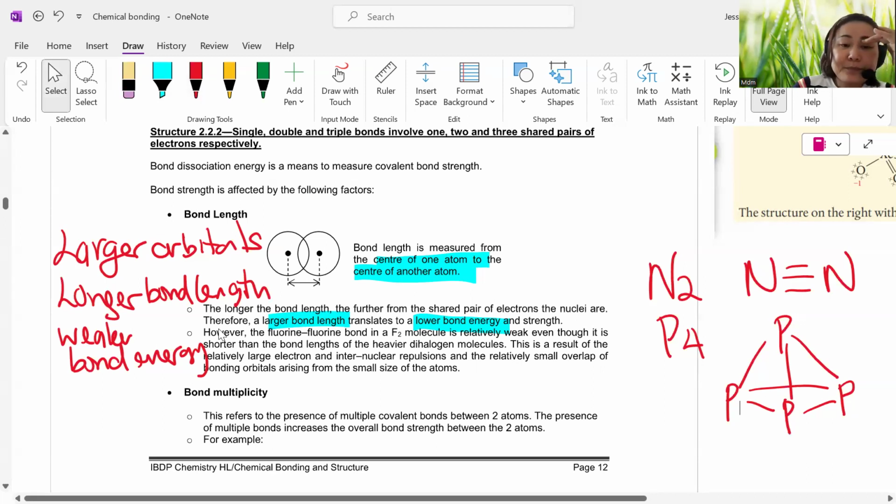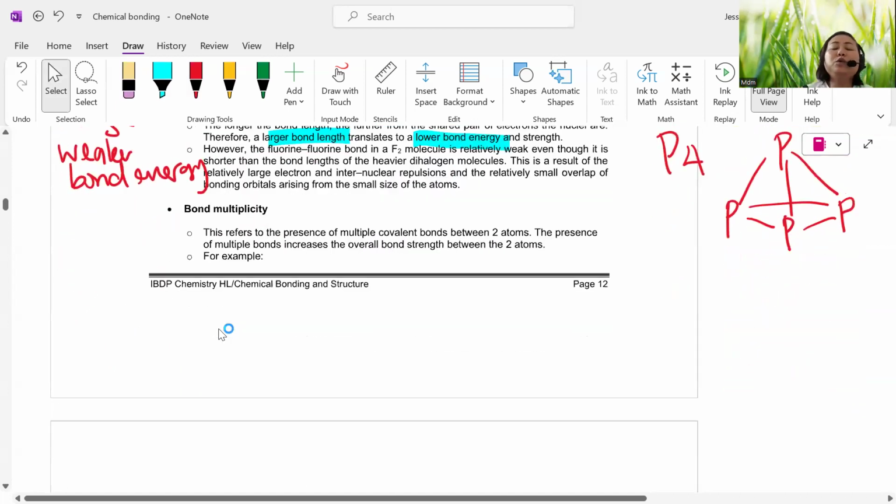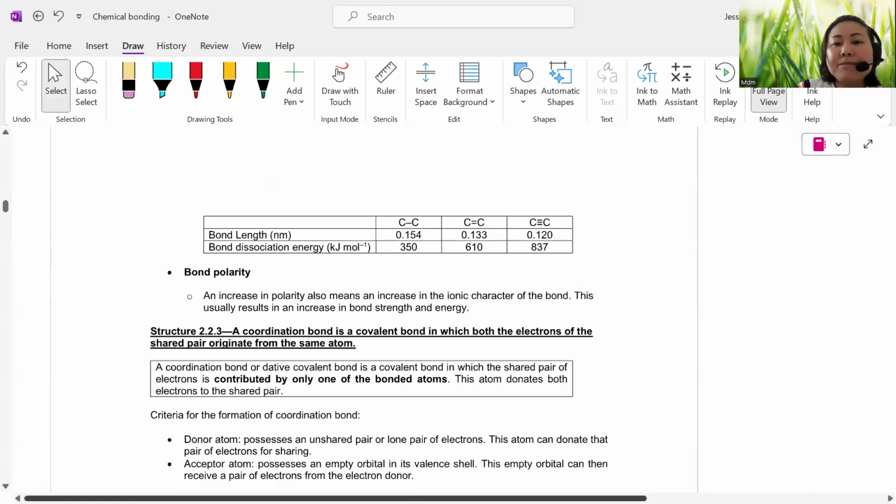Now, sometimes they also use this term bond multiplicity to describe covalent bond. So although it sounds like a very difficult word, these are things that you already learned before or heard before, such as single bond, double bond, triple bond. So these 3 terms are the common bond multiplicity that we use to describe the multiple bonds present in covalent bonds, right? So we can have a single bond. We can also have double bond and triple bond.